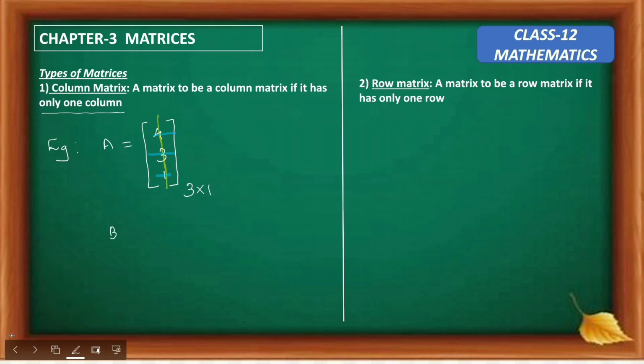Again one more example. B equal to cos x, 2, 4. Then the order of this matrix is 3 by 1. 3 rows and 1 column. This is also an example of a column matrix. Then next, 2, 8. What is the order of this matrix? How many rows are there? 1, 2. 2 rows and 1 column. 2 by 1. That's also an example of a column matrix.